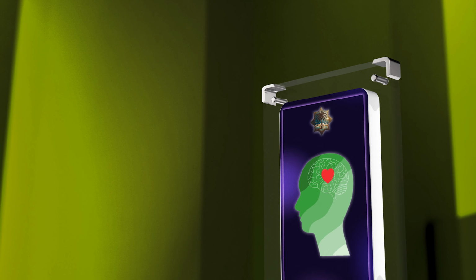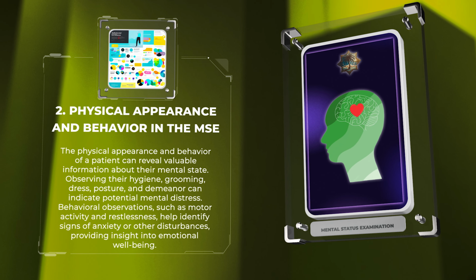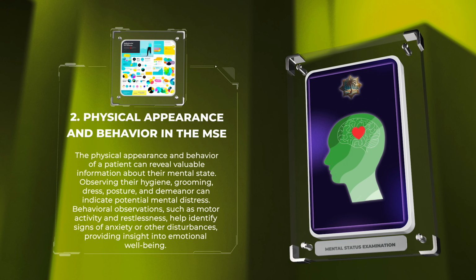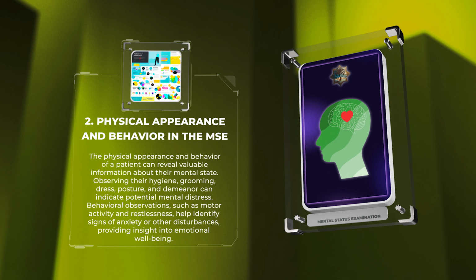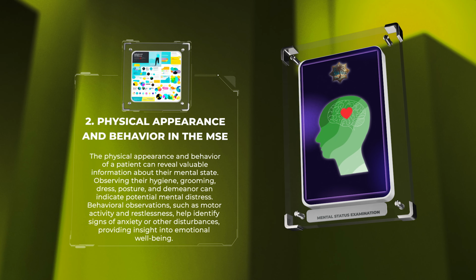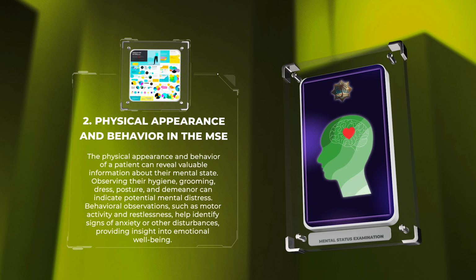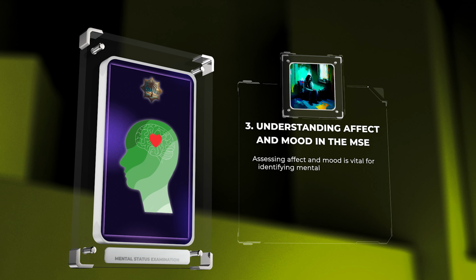The physical appearance and behavior of a patient can reveal valuable information about their mental state. Observing their hygiene, grooming, dress, posture, and demeanor can indicate potential mental distress. Behavioral observations, such as motor activity and restlessness, help identify signs of anxiety or other disturbances, providing insight into emotional well-being.